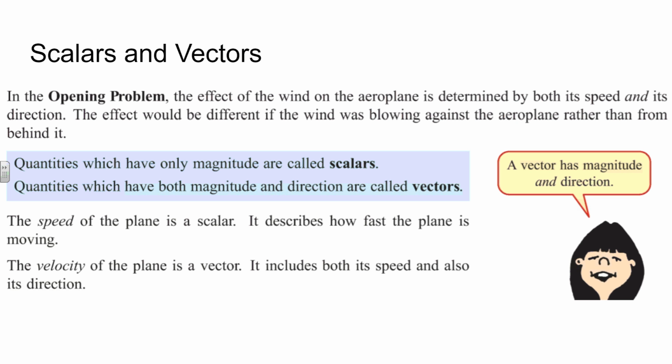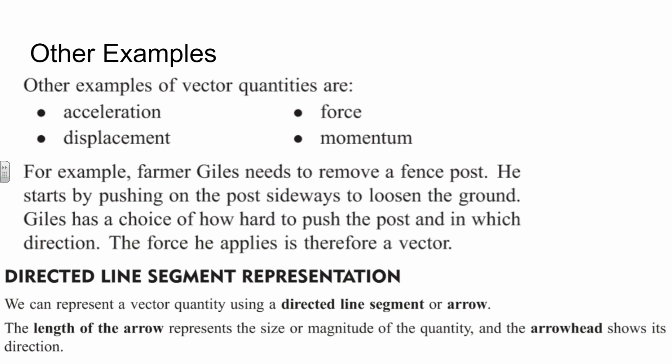So the difference between this is quantities that have only magnitude are called scalars, but if quantities have magnitude and direction, we refer to them as vectors. So speed is a scalar, but velocity is a vector. Distance is a scalar, displacement is a vector. All right. Other examples of vector quantities are acceleration, displacement, as I just said, force, and momentum.